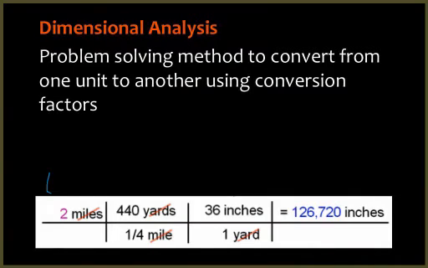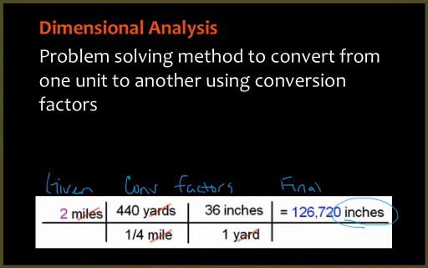You always start with the given, so this is what would be given. These 2 things would be your conversion factors. So 440 yards is 1/4 of a mile, 36 inches is equal to 1 yard, and then this is your final answer. This particular question would say how many inches are in 2 miles. So you convert until you get to that unit that the question is asking you about. So we're going to go through and do a couple examples here. That's the best way to learn this.